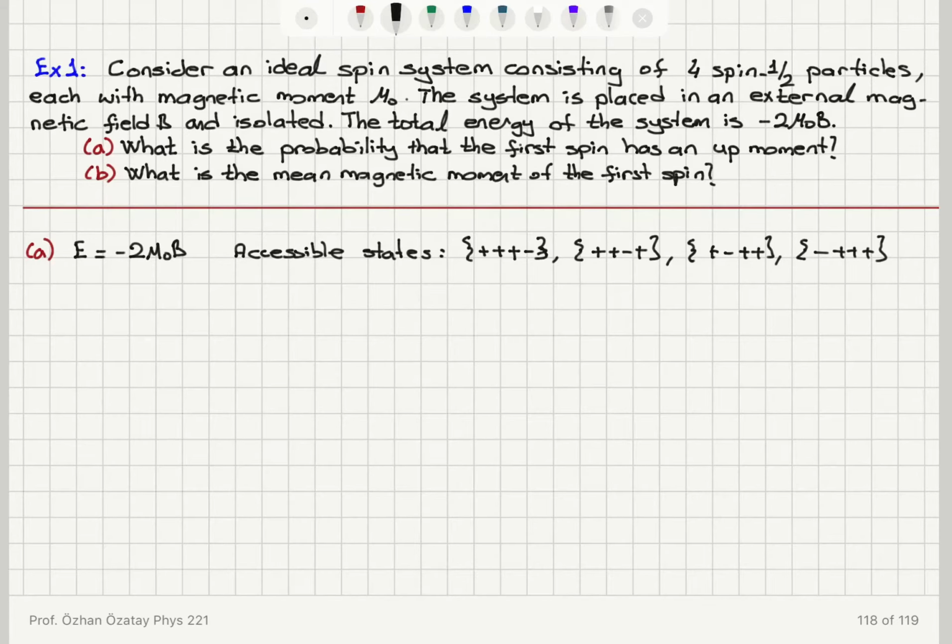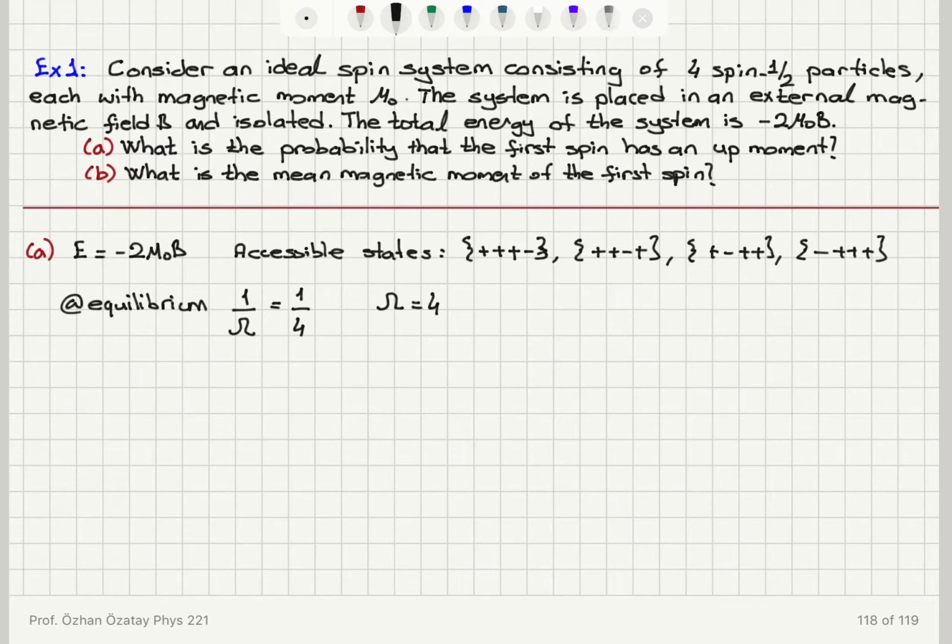Remember, sigma is the quantum number. It's equal to plus 1 if the moment is pointing up, minus 1 if the moment is pointing down. At equilibrium, we're going to have for each accessible state the same probability, 1 over omega. The number of accessible states, as you can see, omega is equal to 4 here. Total 4 accessible states. So what is the probability that the first spin has an up moment?